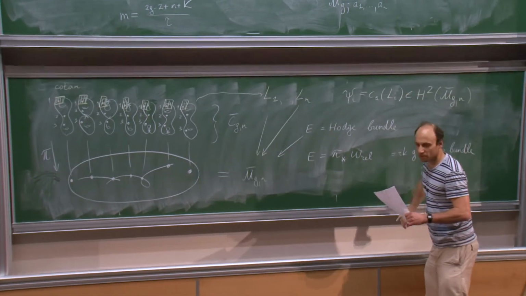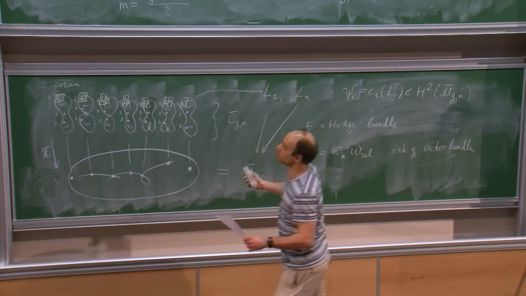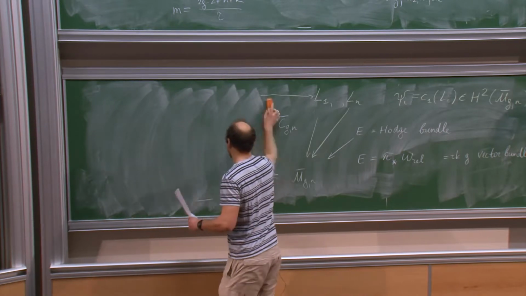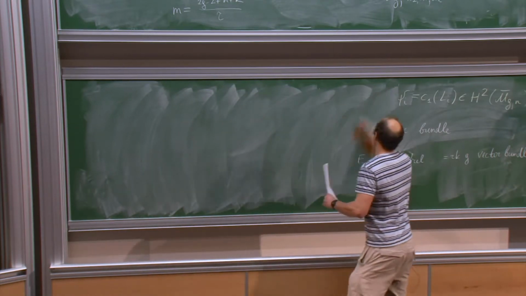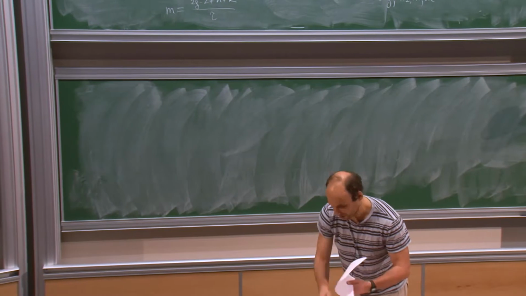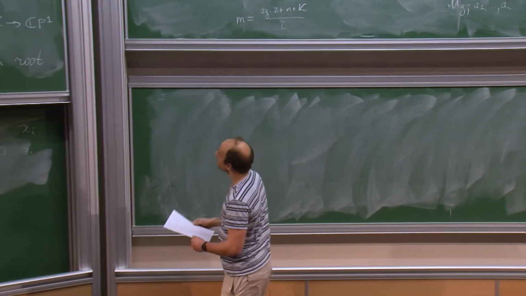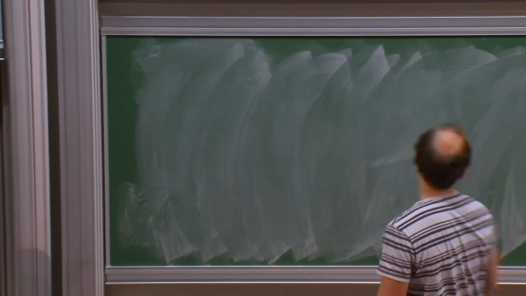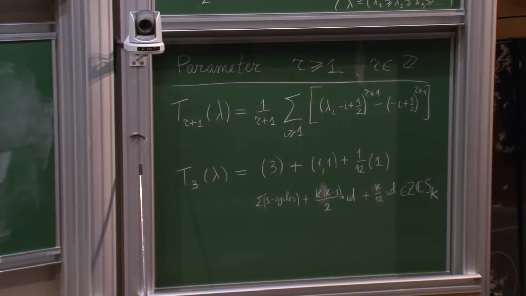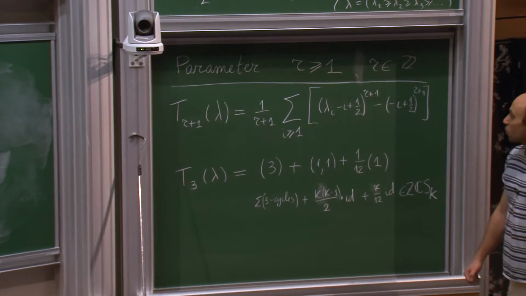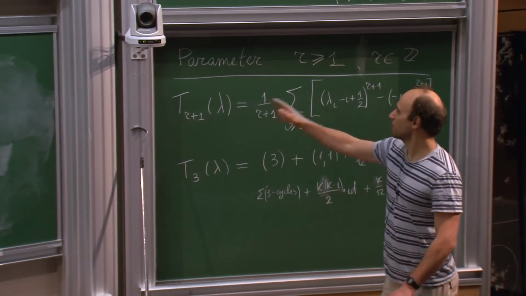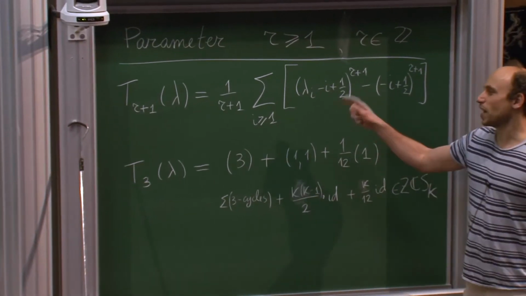So I would like to make one remark on these R-spin Hurwitz numbers before I continue. So these expressions here, these T_{R+1} of lambda, I learned them from a paper by Okounkov and Pandharipande, where they compute Gromov-Witten invariants of curves. So it actually turns out that this thing is related to the class psi to the power r.